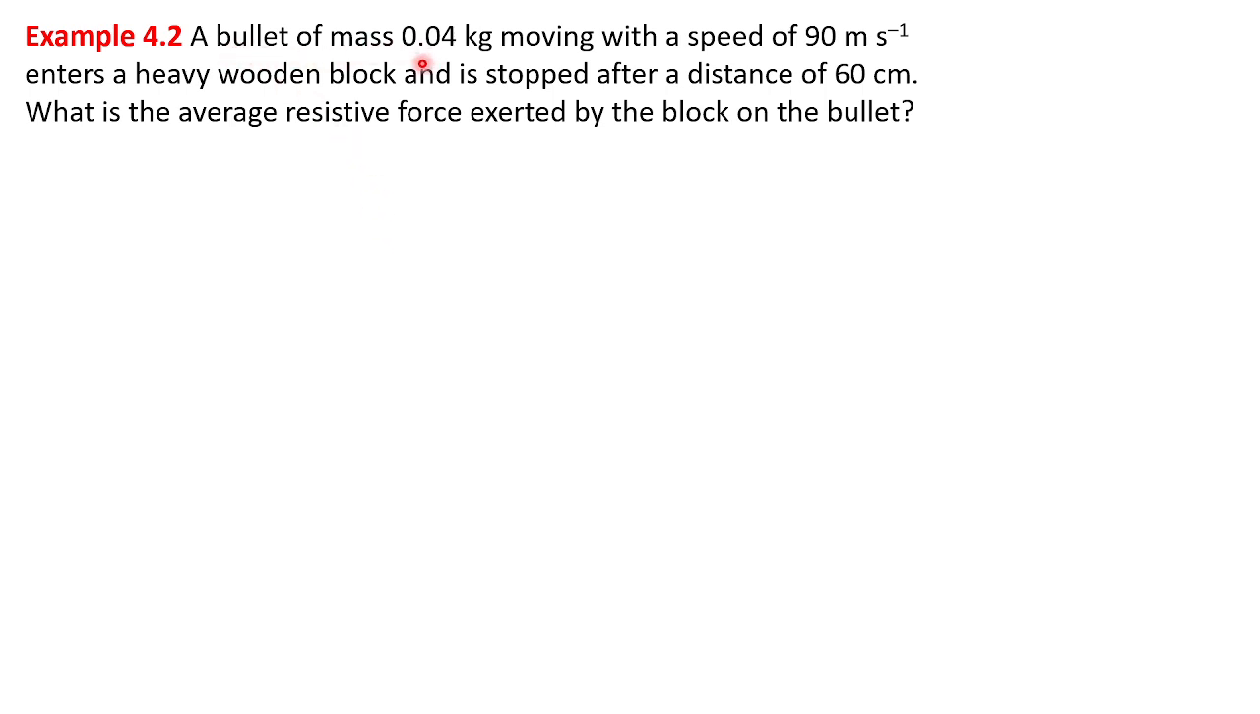A bullet of mass 0.04 kg moving with a speed of 90 meter per second enters a heavy wooden block and is stopped after a distance of 60 centimeter. What is the average resistive force exerted by the block on the bullet? Have you understood this problem? Diya has understood. Trisha, have you understood this problem?